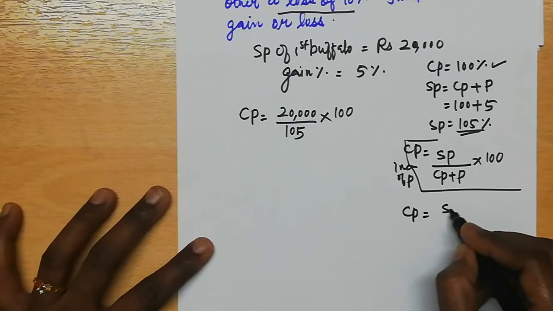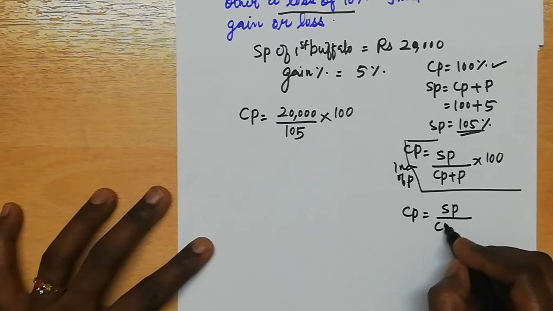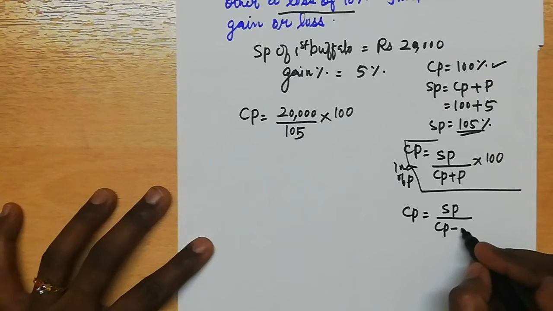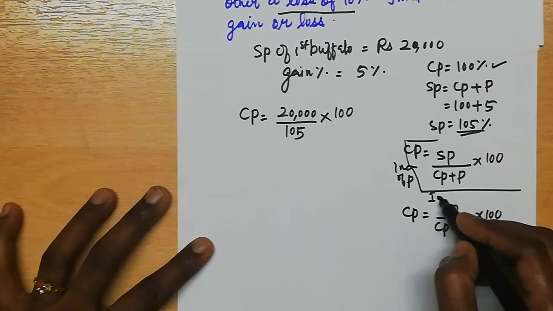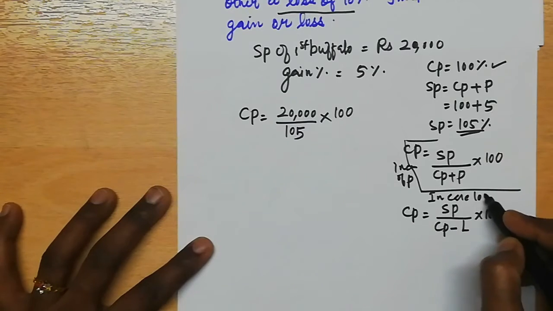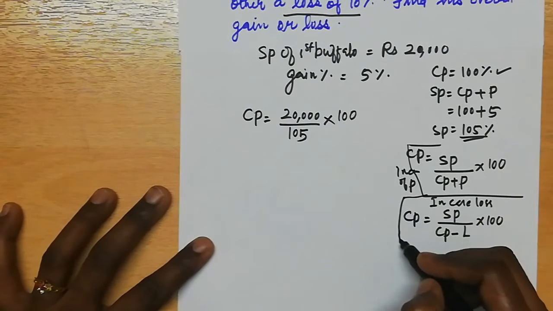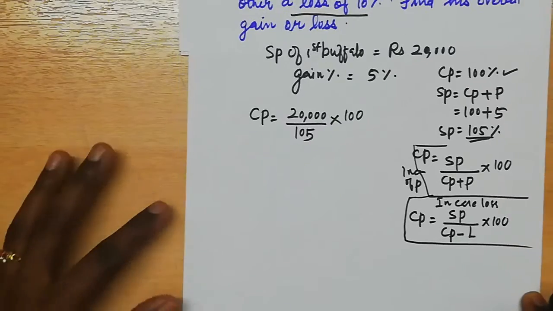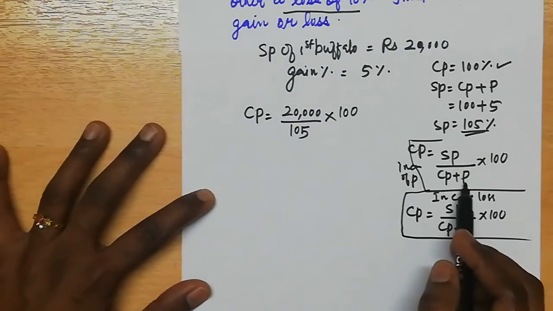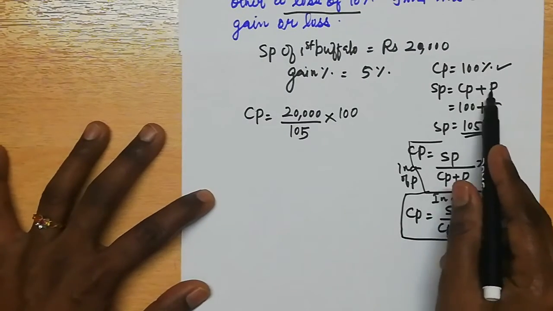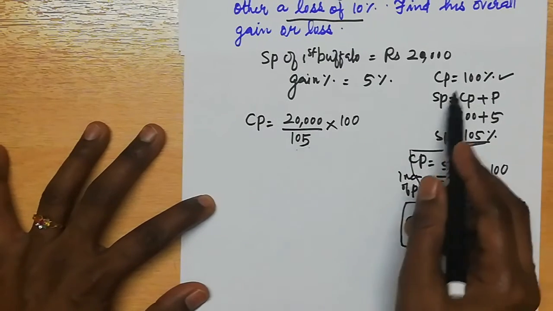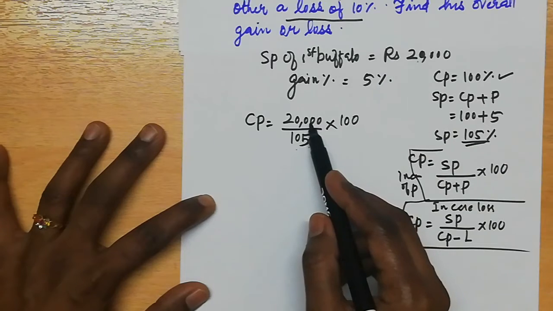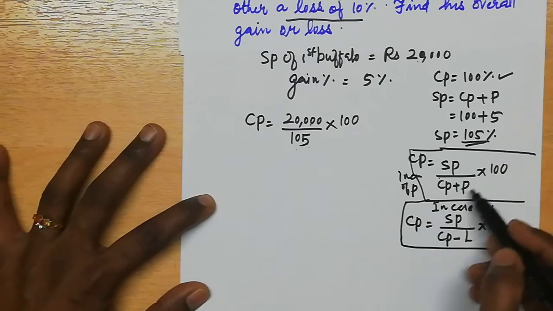Cost price is selling price divided by cost price minus loss into 100. That is the equation we can use in case of loss. Clear? Now, here what is cost price plus profit? Cost price plus profit is 105. That one we will write here. Then what is the selling price? That is 20,000. Here this equation itself.